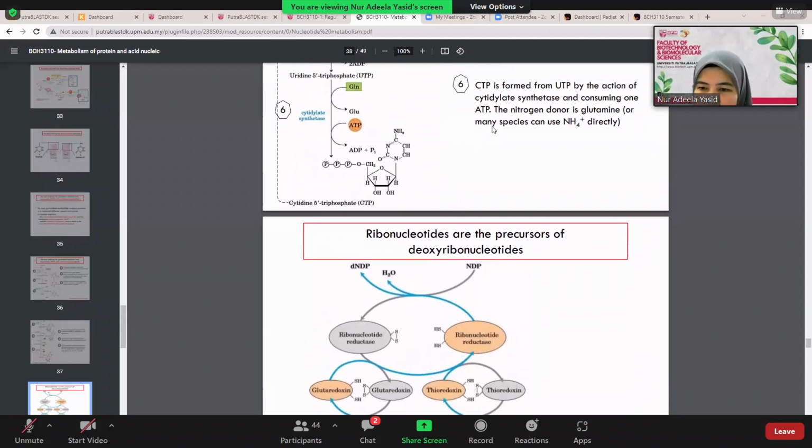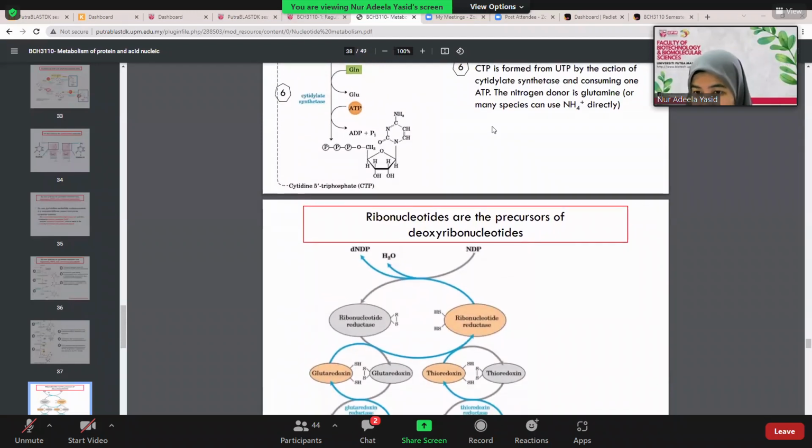Deoxyribonucleotides are synthesized from ribonucleotides. One thing you have to know: ribonucleotides are the precursors for deoxyribonucleotides.